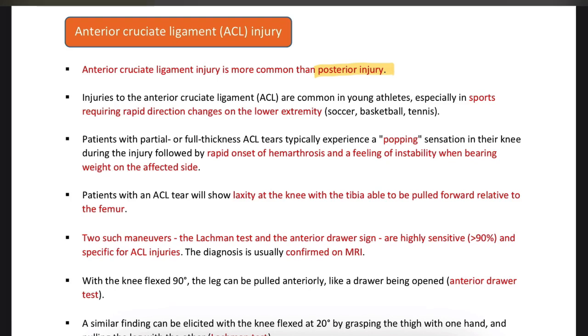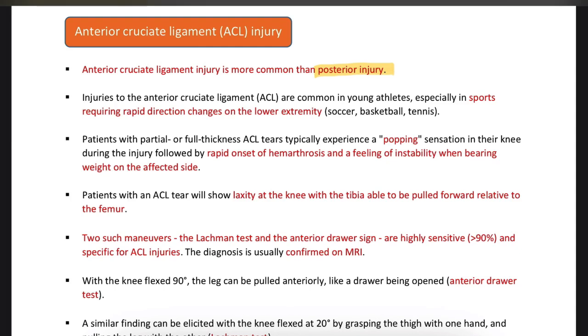Next, the mechanism of injury. How does it happen? Sudden change in direction, hyperextension, or landing awkwardly. These are the things. If any child or adult does these, the patient can get this type of problem.